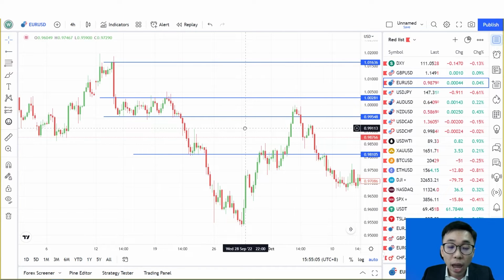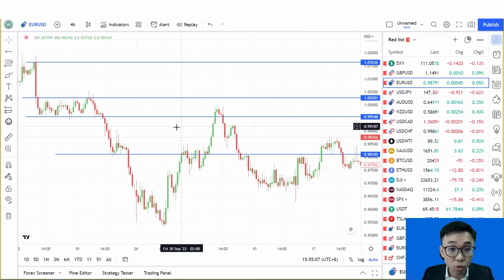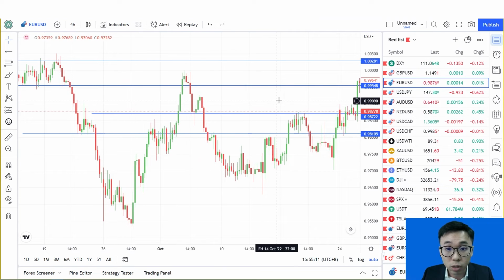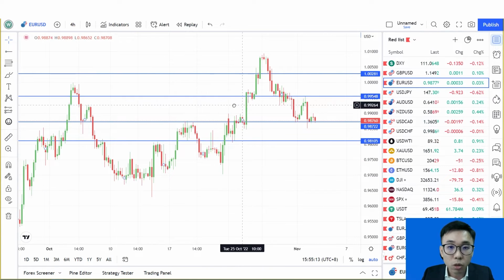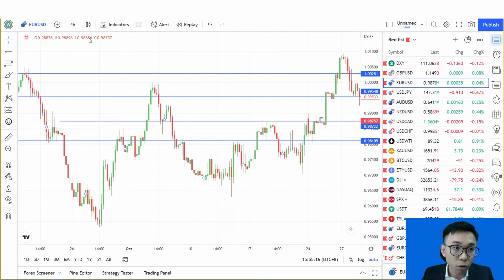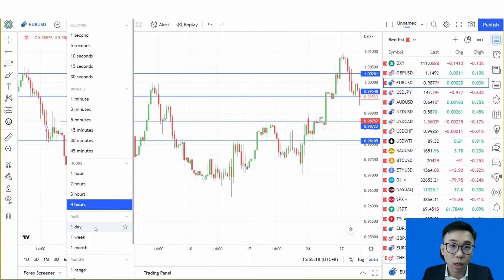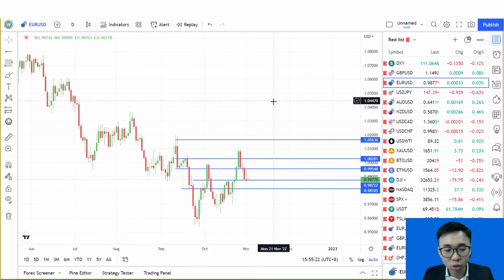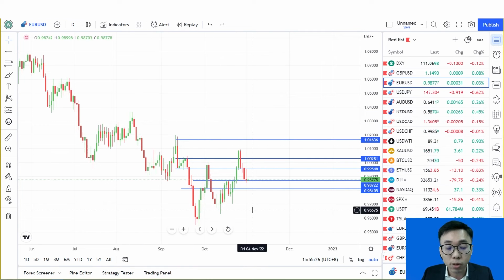So from H4 itself, you can see I have actually drawn a few support and resistance levels, as you can see right now. When we zoom out from H4 into, let's say, maybe daily, you will actually see that, hey, did I actually draw that much support and resistance previously? But yeah, this is actually how it looks.